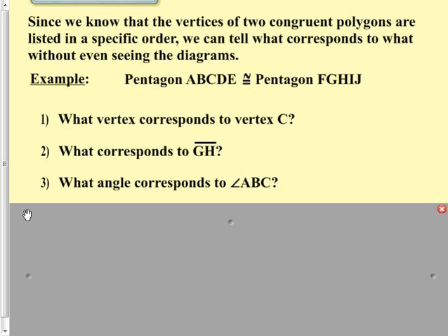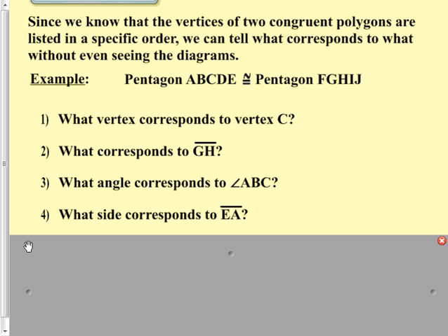So what angle corresponds to angle ABC? Angle ABC should correspond to angle FGH, because those are the first three vertices for each of the two pentagons. What side corresponds to line segment EA? Now this one's a little bit different because you see on the pentagon on the left, vertex E is listed last and vertex A is listed first.